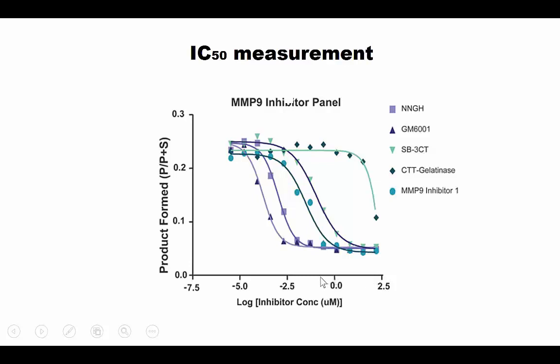Let's go down here. Minus 1, minus 2, minus 3. What concentration is minus 1? It should be 0.1 micromolar. That means 100 nanomolar, and then 10 nanomolar and 1 nanomolar. And this unit is called IC50. IC50 is inhibitory concentration 50.